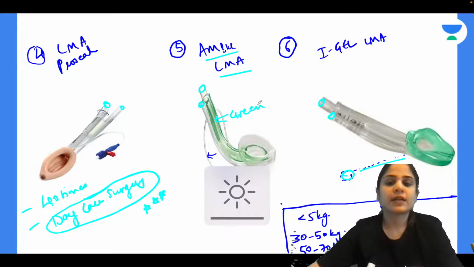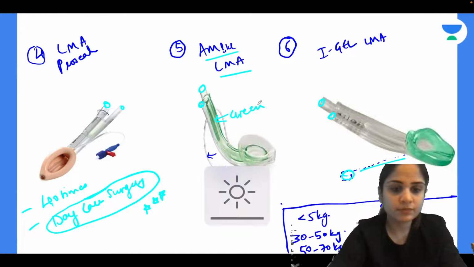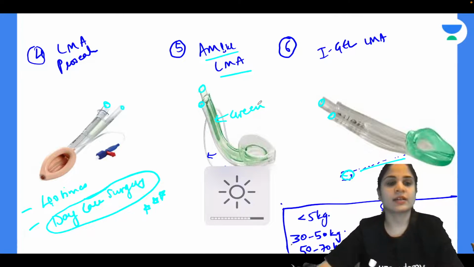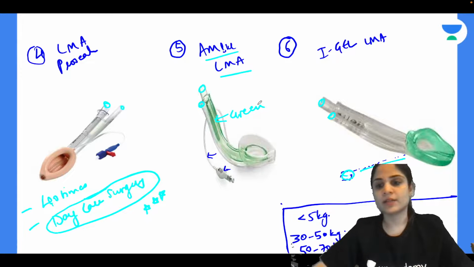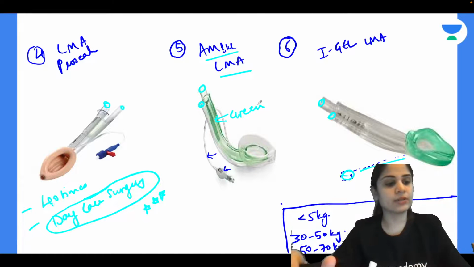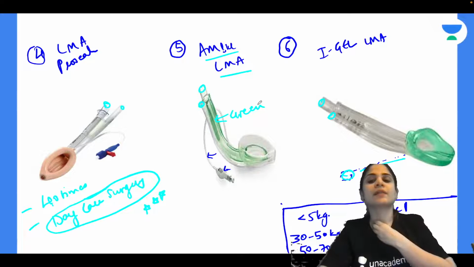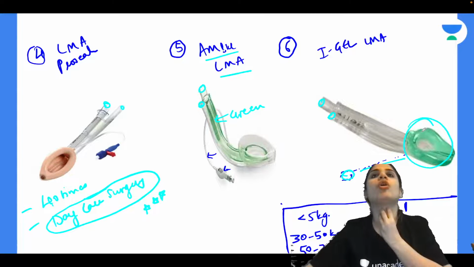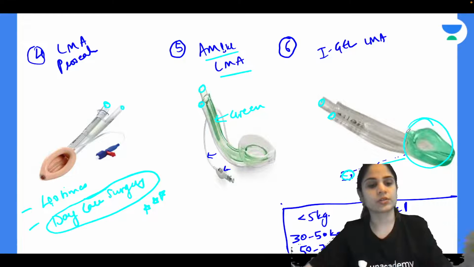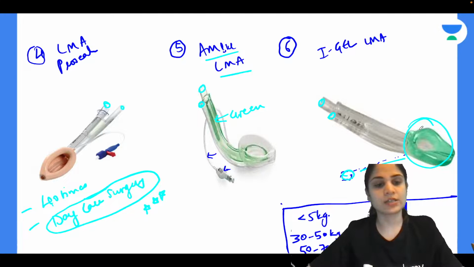So how do you inflate the cuff of the LMA? You don't need to inflate the cuff of the iGel LMA at all. You just need to put it inside, and this cuff that is there will take the warmth of the throat and it will expand on its own and form a seal over the vocal cords. So that is how you use your iGel LMA.